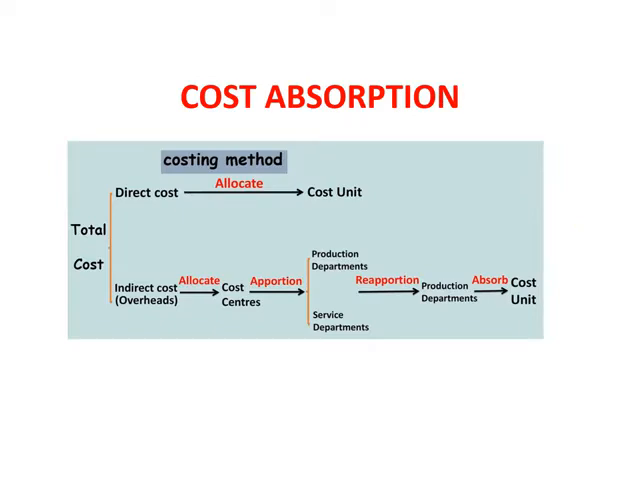Next, we'll see on apportionment along with reapportionment. So, as I already said, the direct costs are directly allocated to the cost unit, which are traceable. The indirect costs or the overheads need to be allocated to the cost unit. So one way is apportionment when it is happening in the production departments. When it is service departments, those costs have to be reapportioned to the production departments and then absorbed to the cost unit. So this we'll see in the next example.